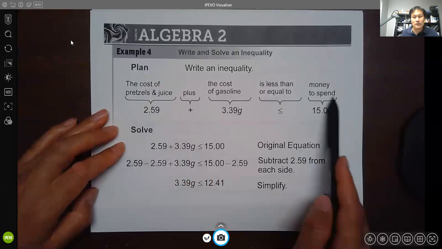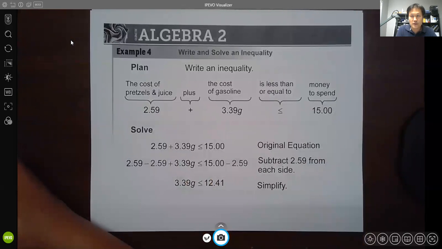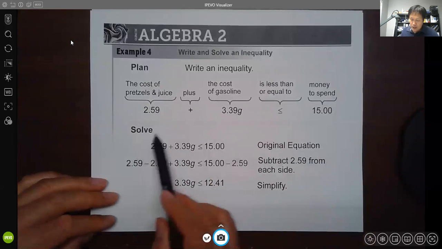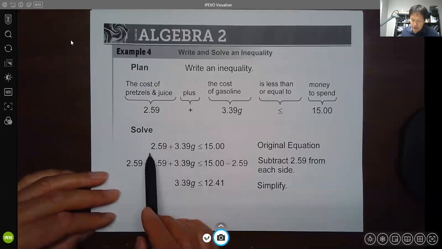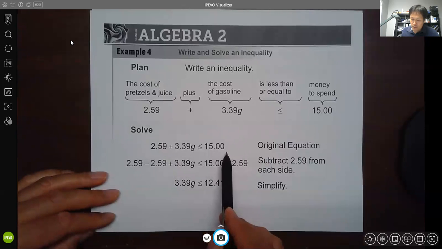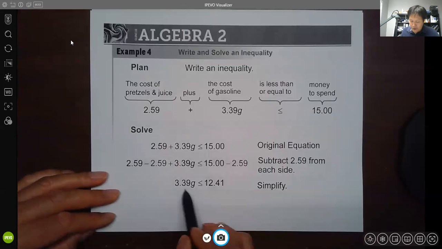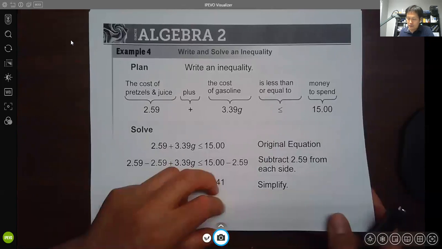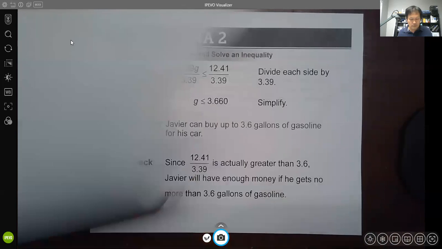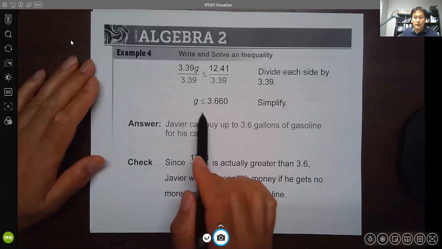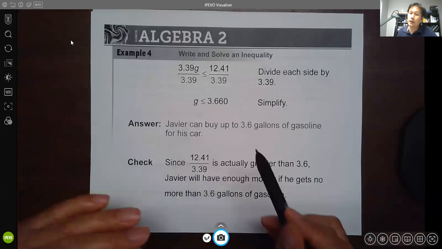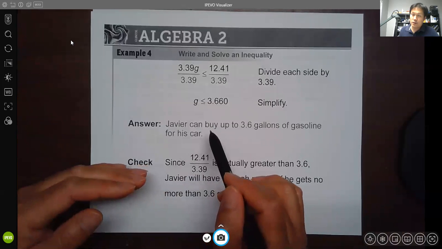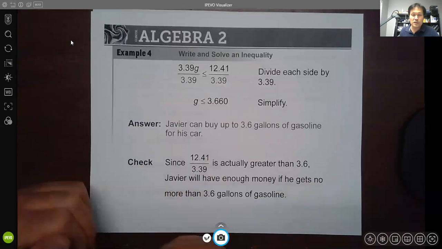Okay, so setting up this inequality is a start. Then you just solve for G. So minus 2.59 both sides. Divide by 3.39, divide by 3.39 both sides. Then you get this. Be very careful because the question is asking for the nearest tenth.